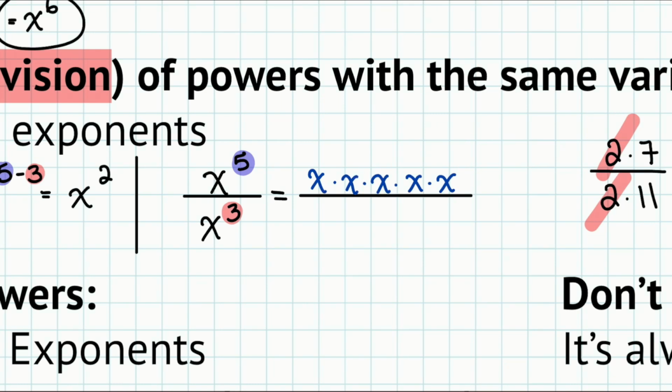But let's show ourselves here. We got x times x again. Everybody, what did we just say? I see x is up top and x is on bottom. What's that C word that we can do again?